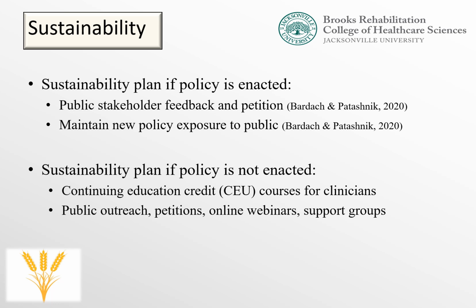Sustainability plan, if the policy is not enacted, would be using step 3 of Burdock and Potashnik's eightfold path, which is to consider alternatives. And the alternative would be to convert this proposal into a continuing education credit course for the population and health clinicians, and to continue public outreach, petitions, online seminars, webinars, and support groups to continue support to advocate the new policy.